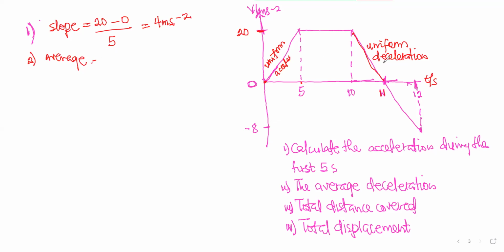So final velocity 0 minus initial velocity, which is 20, all divided by a time interval of 1 second. 11 minus 10 is 1. So the average deceleration is also 20 meters per second squared. If you have negative there, you are not wrong. Or negative 20. I hope you got that as well.